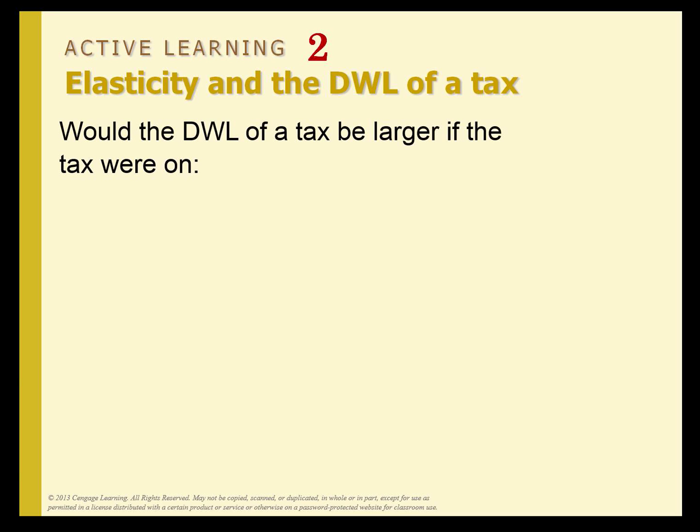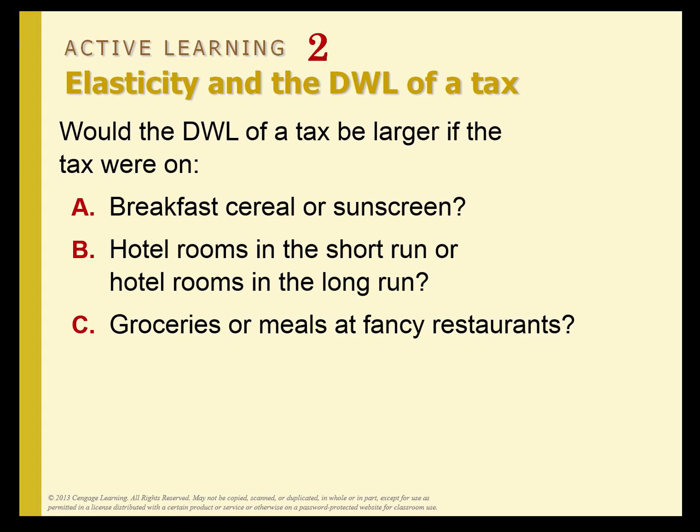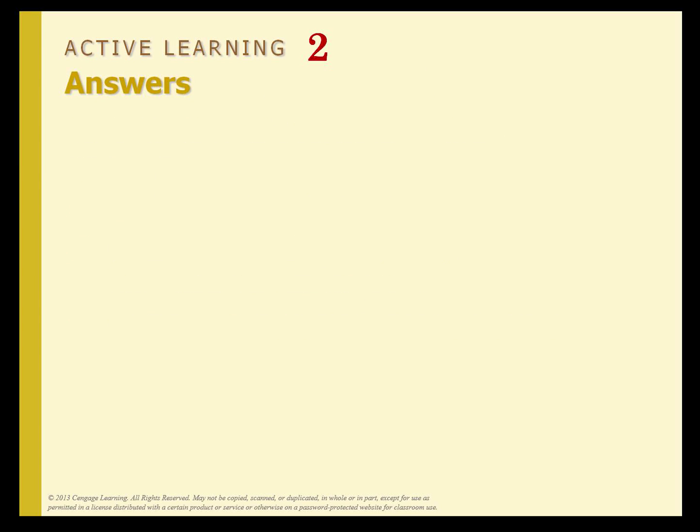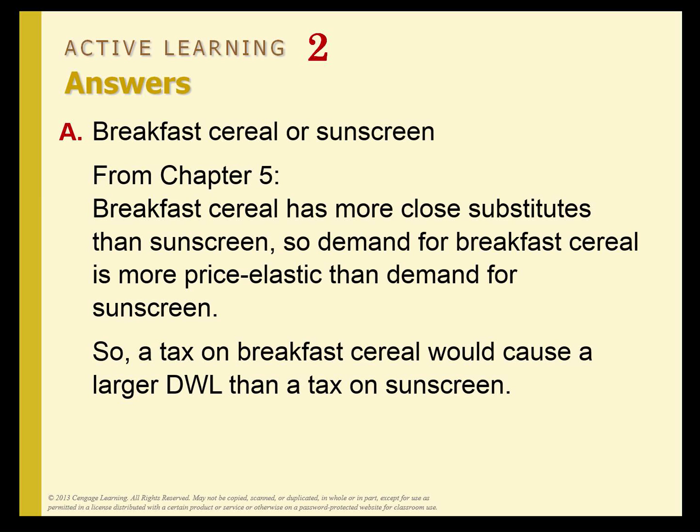All right, so let's look at the size of the deadweight loss and let's think about it. Tell me if it would be bigger if the tax were on these three, which of these three choices? Now, in order to answer this, you're going to have to think back to which one of these have larger elasticities. Remember, larger elasticity means larger deadweight loss. Okay. Which one of these has a larger elasticity? Well, from chapter 5, we know that breakfast cereal is more price elastic. So we do not want to tax breakfast cereal because it has a large deadweight loss. We do want to tax sunscreen. If we need to tax a good, we should tax sunscreen because the deadweight loss is much smaller.